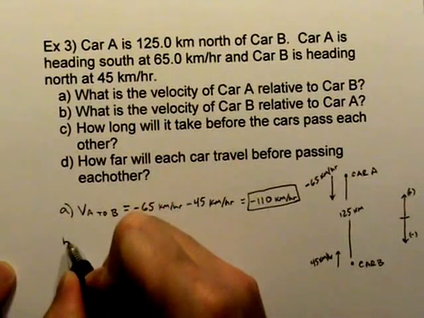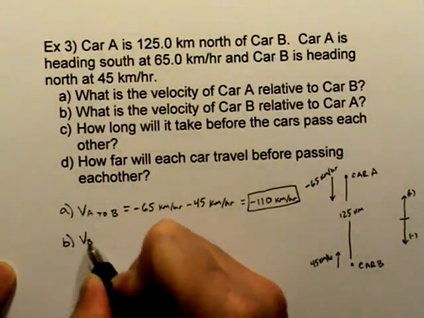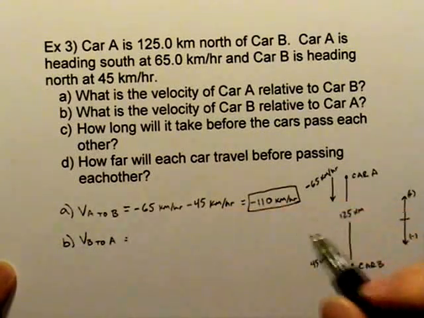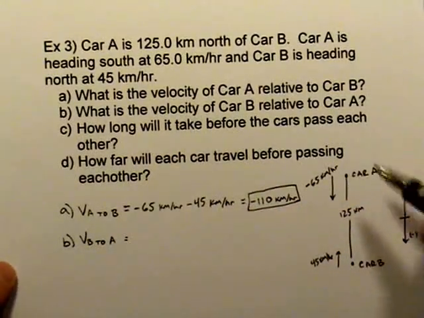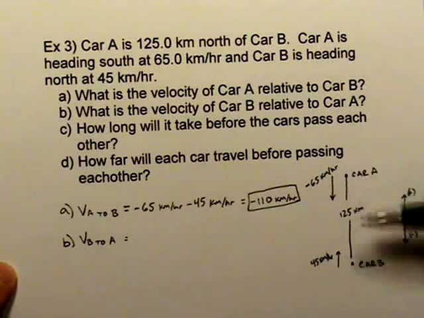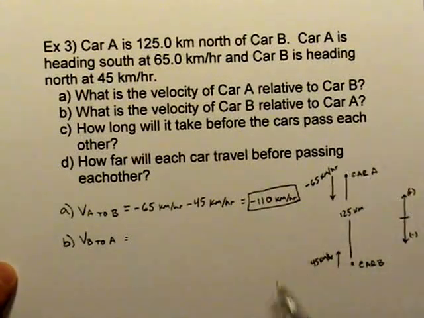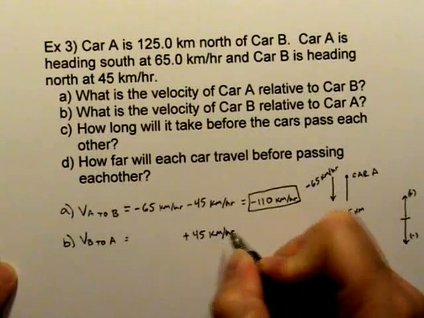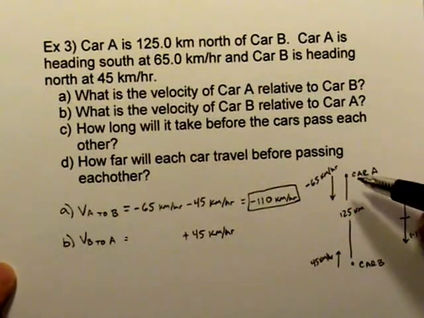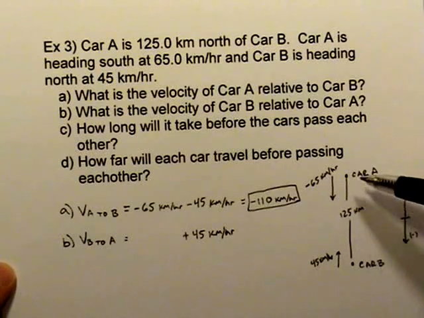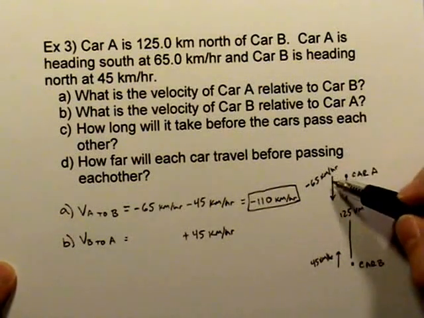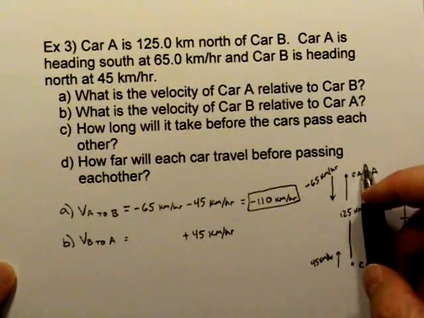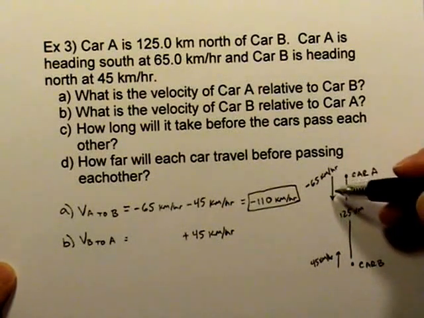Now, for question B, that's the velocity of B relative to A. It's a similar situation, except the difference is that from car A's perspective, car B is moving in the positive direction. Now you know that car B has a positive 45 kilometers per hour. And I think probably the way to think about this is if you could imagine that we wanted to create this same situation, but I wanted car A to be stationary, then essentially what would happen is the ground would have to move in the positive direction at 65 kilometers per hour in order for car A to be moving relative to the ground at negative 65 kilometers per hour.